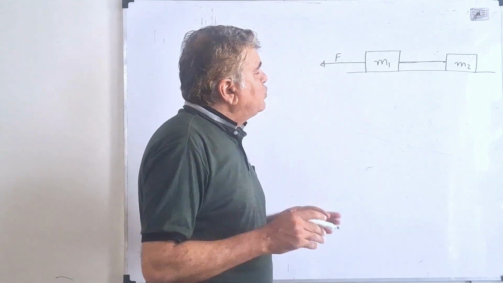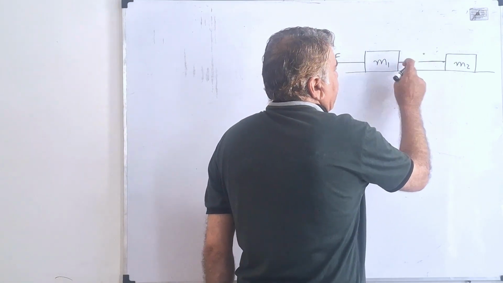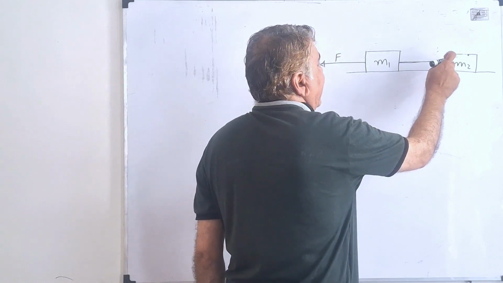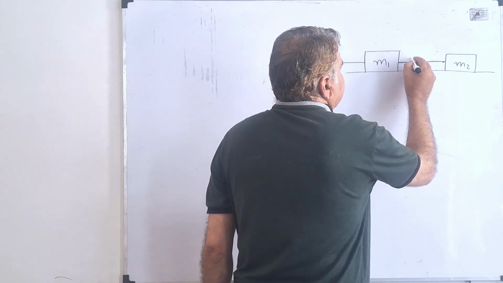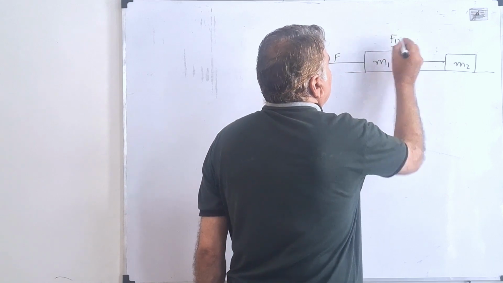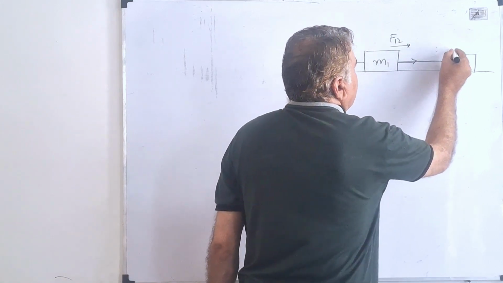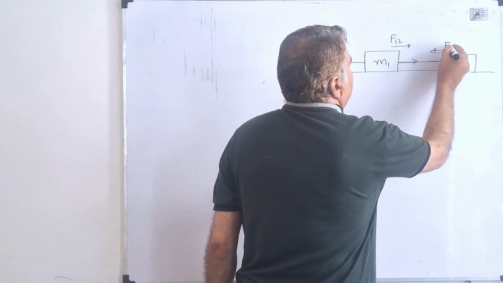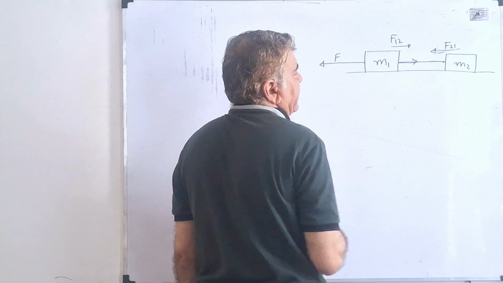For that, first I need to represent the forces. According to Newton's third law, a force acts on this body due to mass m2, and similarly a force acts on the other body due to mass m1 in the opposite direction. I represent that by a force F12 acting on mass m1 due to mass m2, and a force F21 acting on mass m2 due to mass m1.